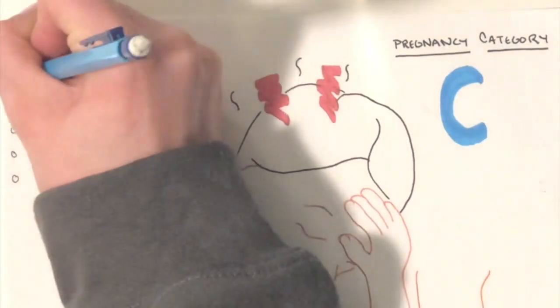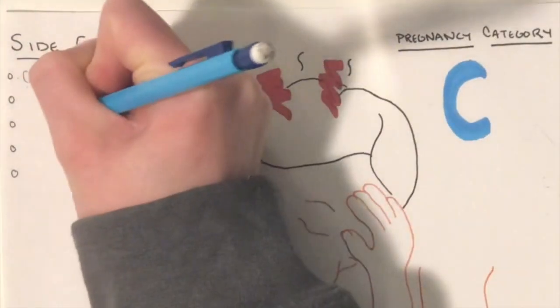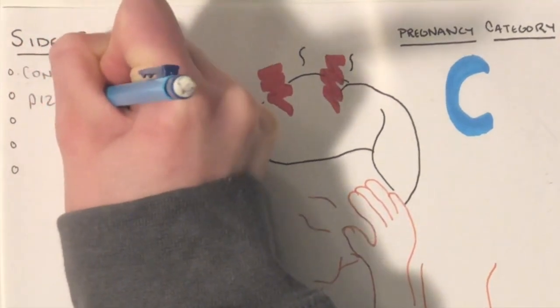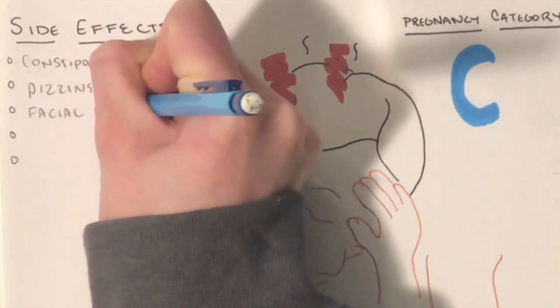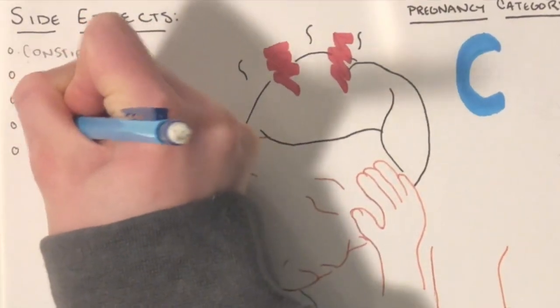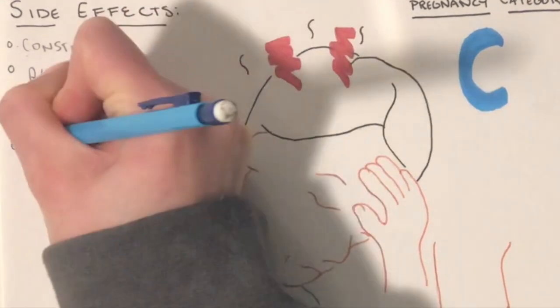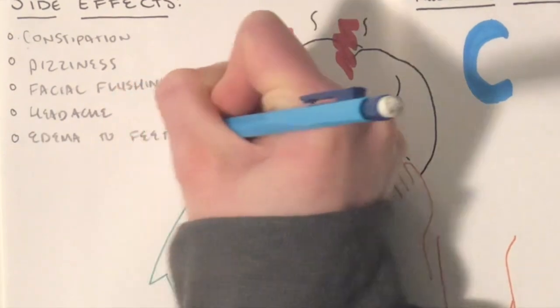Now I'm going to talk about the 5 main side effects of verapamil. The first being constipation, next being dizziness, facial flushing, headache, and edema to the feet and lower legs.